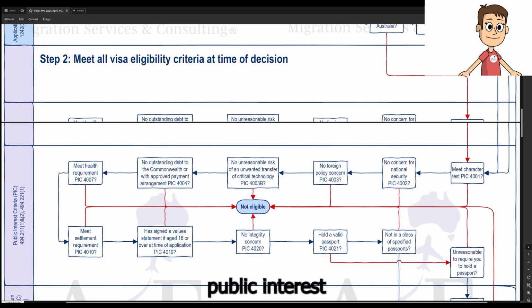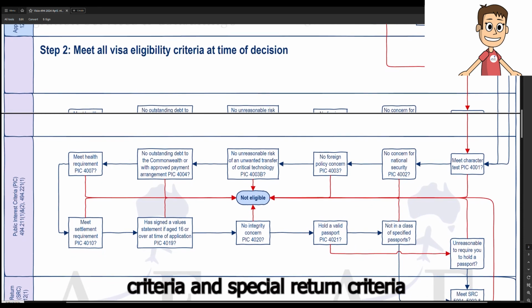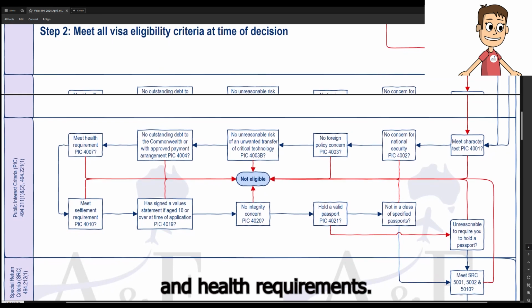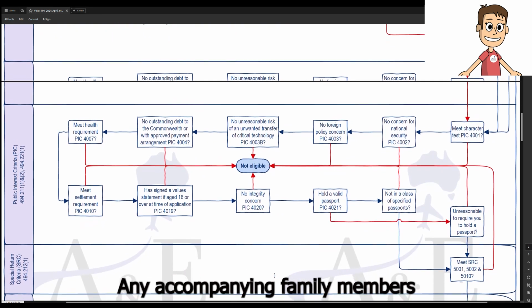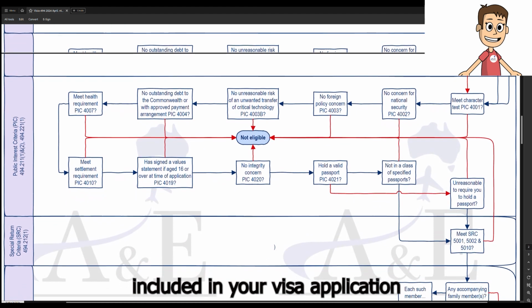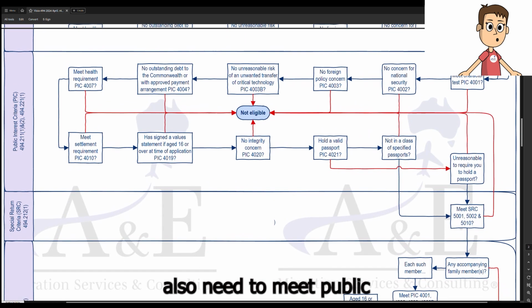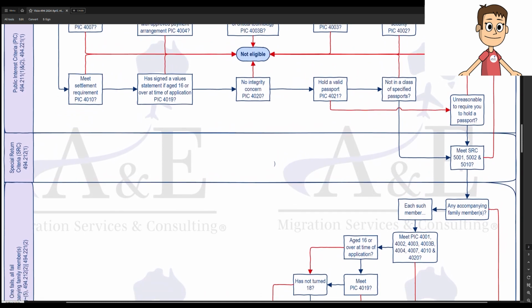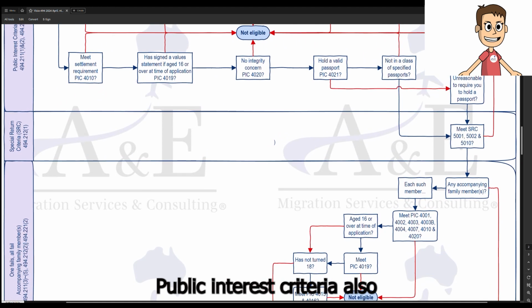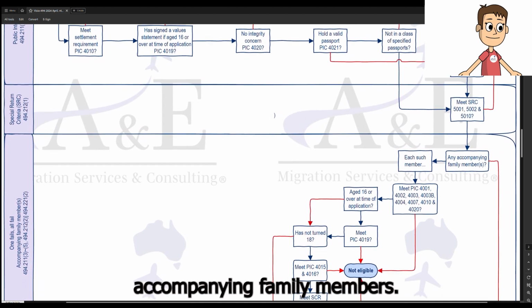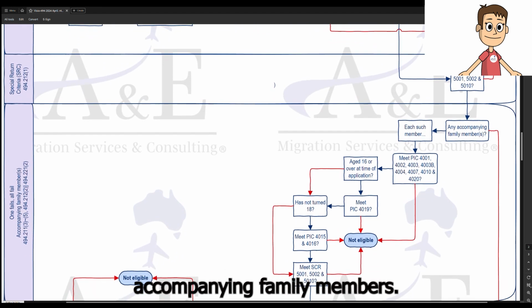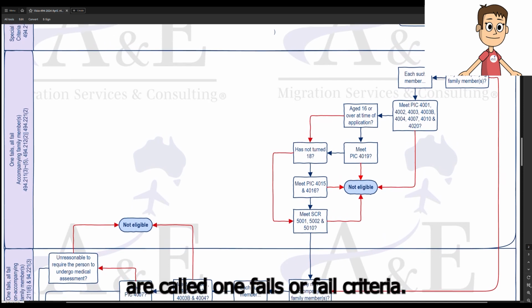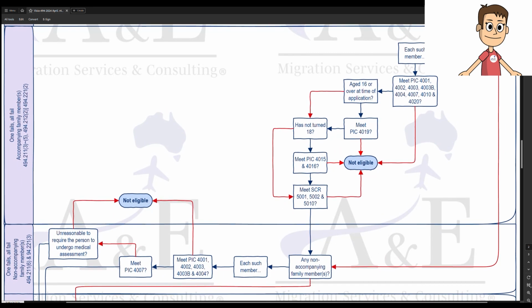There are various public interest criteria and special return criteria that you must satisfy, including the character and health requirements. Any accompanying family members included in your visa application also need to meet public interest criteria and special return criteria. Public interest criteria also apply to any non-accompanying family members. These criteria for the family members to satisfy are called one fails, all fail criteria.